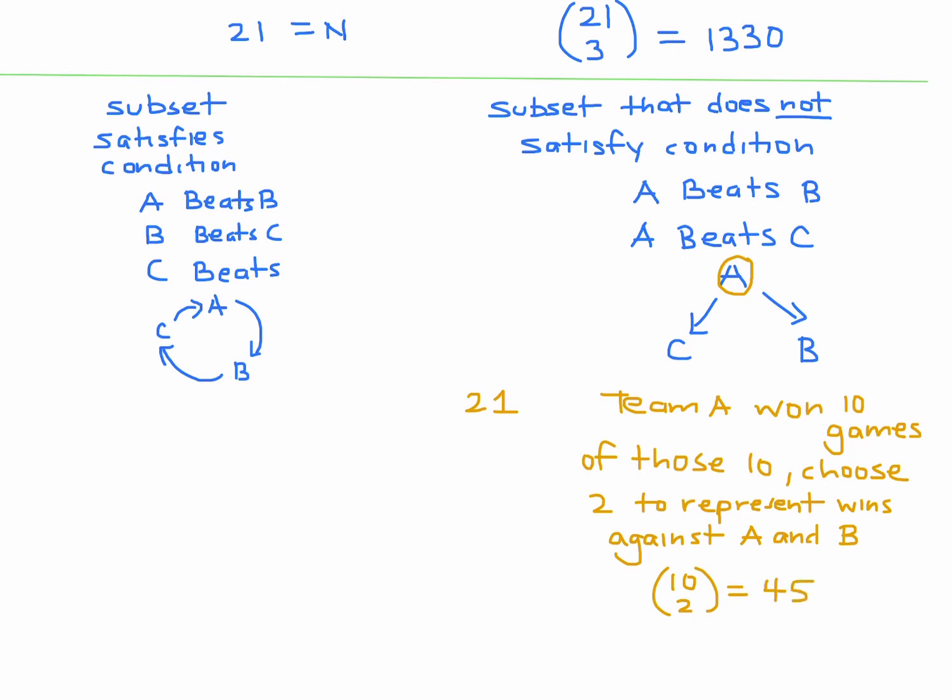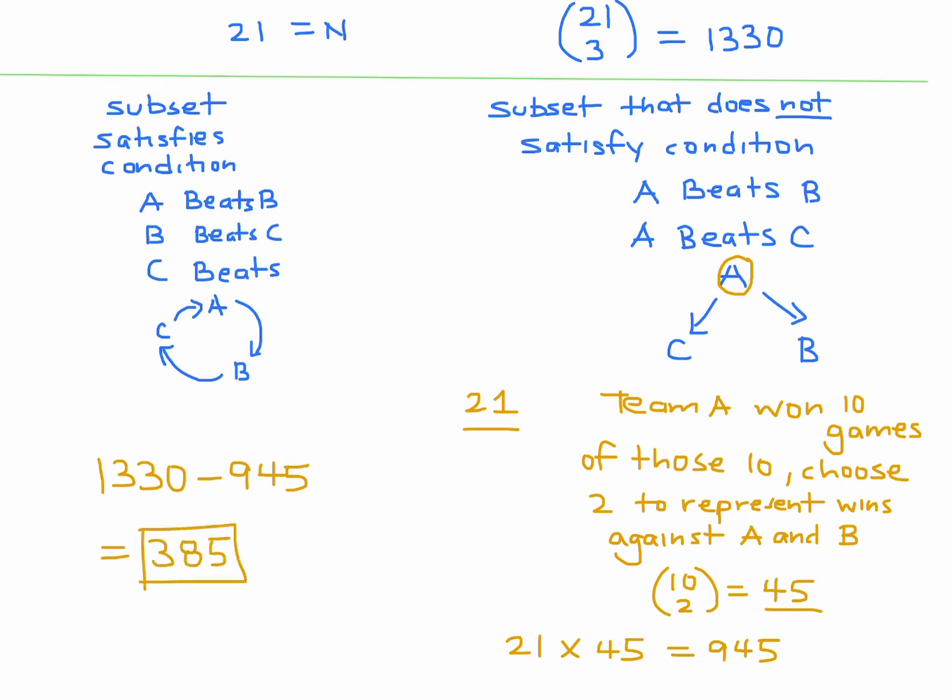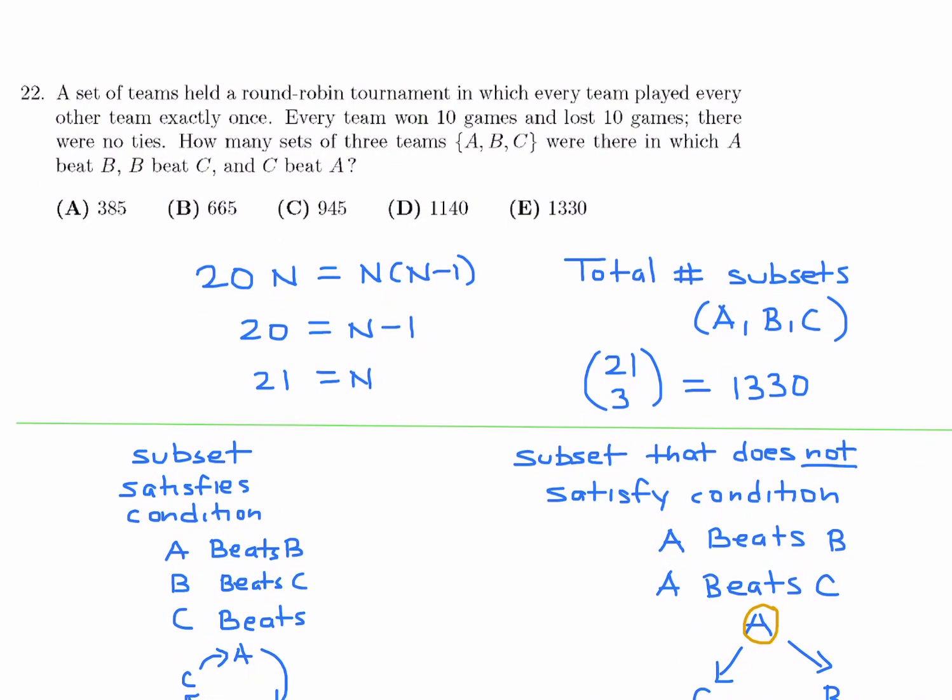So to figure out the total number of subsets of this form, it would be this 21, the number of choices for that first team, times this 45. And that is 945. All right, so now we're down to the final step, as you take this 1330 and subtract from it 945, and that gives you how many subsets satisfy that condition. So 1330 minus 945, and that is 385. Therefore, for number 22, the answer is A.